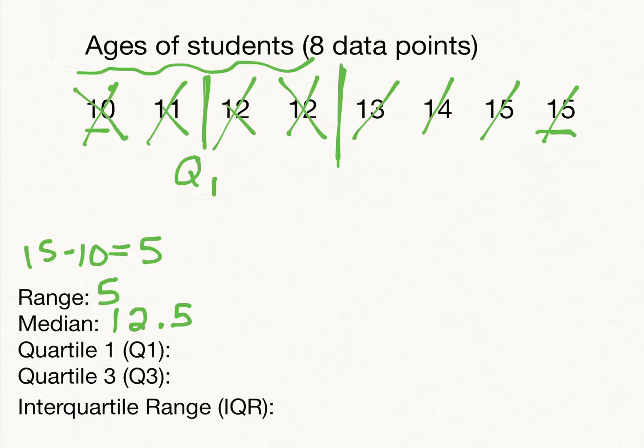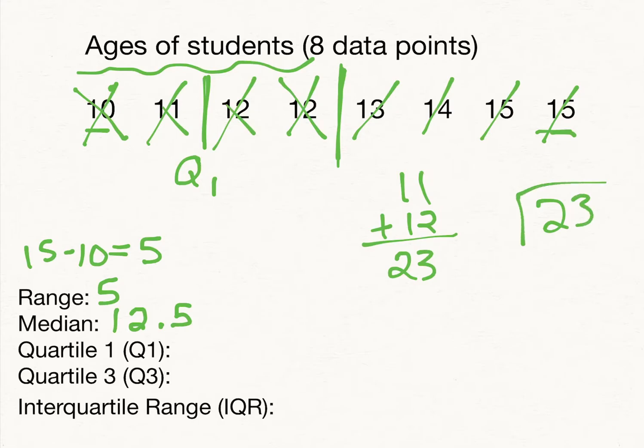So if you're not sure, remember, if you have two numbers, you're finding the average. So 11 plus 12 gives you 23. There's two data points, so we're dividing by 2. 23 divided by 2. 2 goes into 2 once. 1 times 2 is 2. Bring down the 3. 2 goes into 3 once. 1 times 2 is 2.